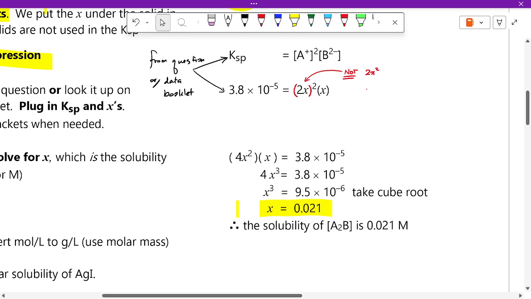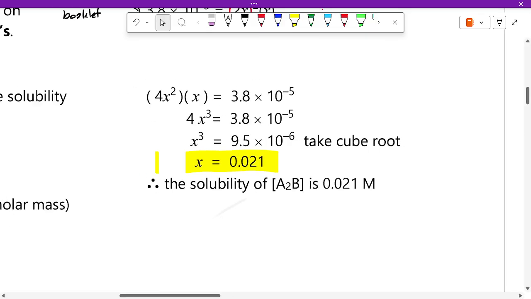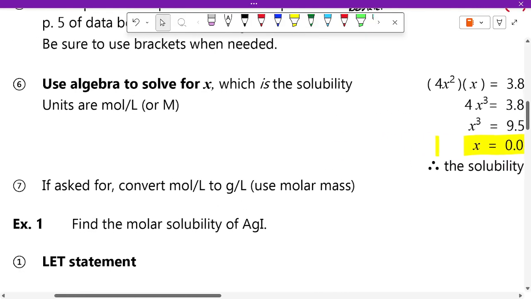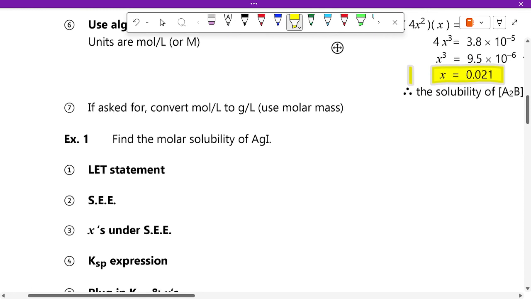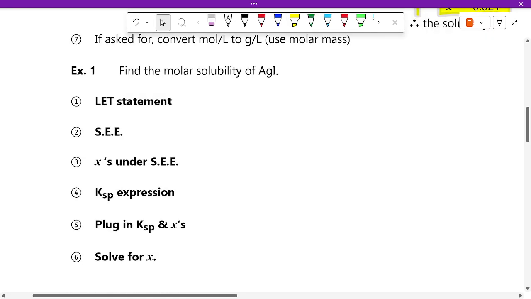Okay, so now we have that, and so the solubility of A2B is 0.021 molar, and that's our answer. Is that straightforward enough? Yeah, right? Not too hard. Okay, so why don't you try this one here. The molar solubility of AgI.